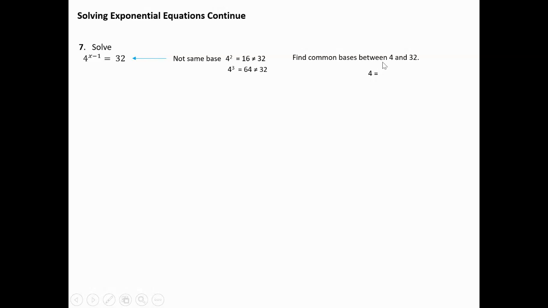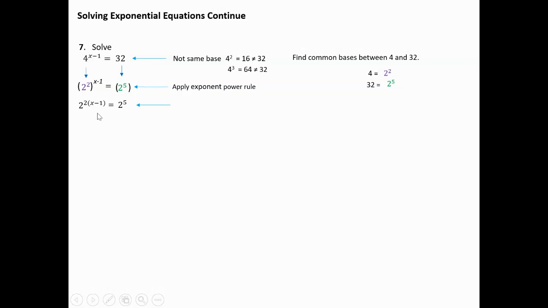So we know that the common base between 4 and 32 is going to be 2, because 4 is equal to 2 to the 2nd power, and 32 is equal to 2 to the 5th power. So I'm going to replace the 4 with 2 squared, and we just bring the exponent down, and I'm going to replace the 32 with 2 to the 5th power. Okay. Now we can apply the exponent power rule, right? When you have a power to a power, we multiply the powers.